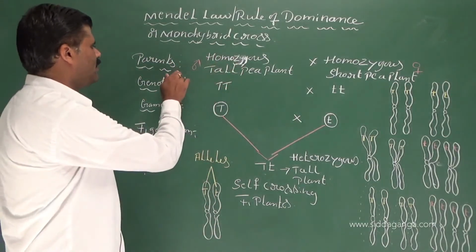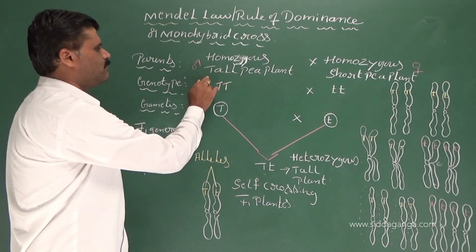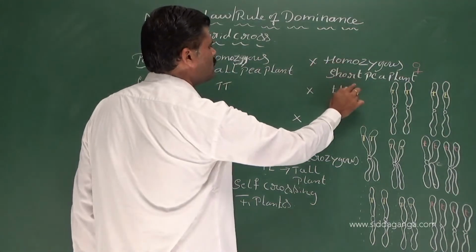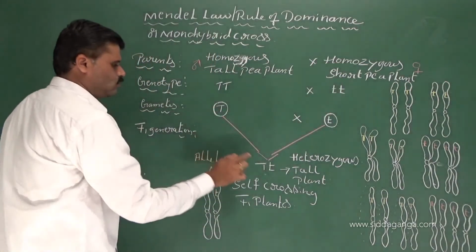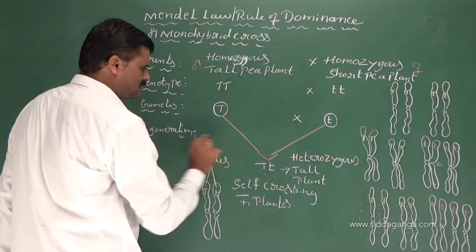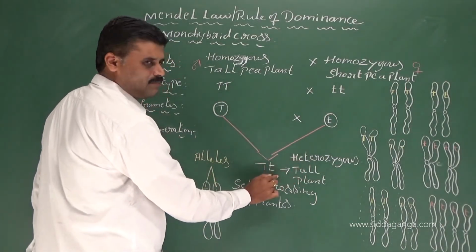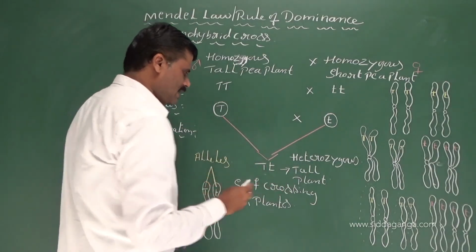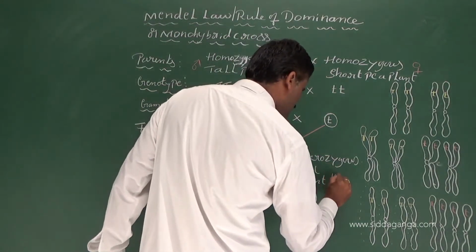Mendel took a homozygous tall pea plant and crossed it with a homozygous short pea plant to obtain a hybrid. That hybrid obtained in the F1 generation is a heterozygous tall pea plant. So this hybrid is 100%.